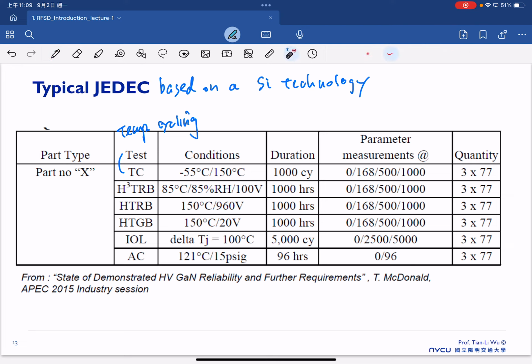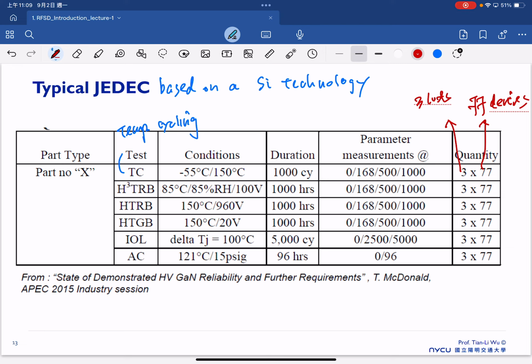Usually we do the condition from -55 to 150. We do 1,000 cycles, and we will check the parameters at certain cycles, for example, 168 cycles, 500, and 1,000. And of course, we cannot test all of the product. So usually what we do is pick 3 lots, and for each lot, we will take 77 devices for the testing. So that's temperature cycling.